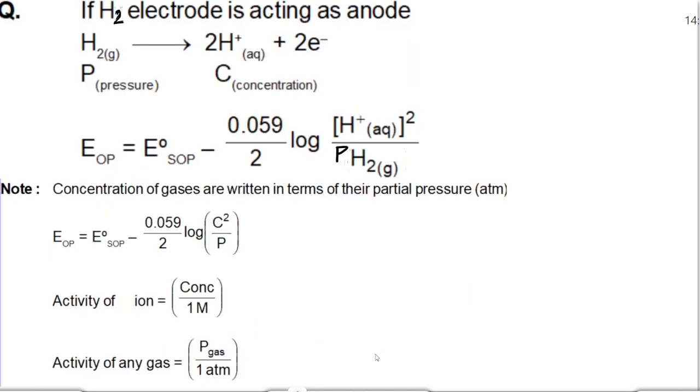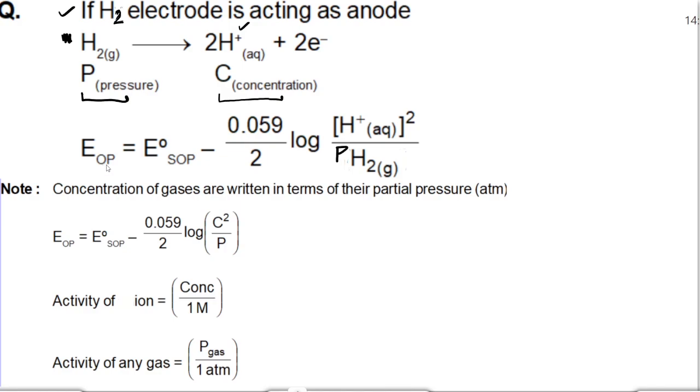Yes. Okay. So if the H2 electrode is acting as anode, H2 gas gives 2H+ aqueous plus 2 electrons. And if it acts as cathode, then 2H+ ions gain 2 electrons to give H2 gas. Here, if H2 acts as anode, since hydrogen is a gas, we take its pressure into account, and the H+ ion concentration.